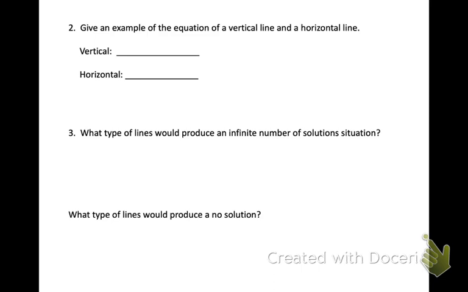Let's just review vertical and horizontal lines. Do you remember how to write the equation of a vertical line? It's so simple. Sometimes you wouldn't even think of it as an equation of a line. It's just x equals any number, wherever that line is crossing x. And then a horizontal line is y equals a number. So examples could be x equals positive 2 and y equals negative 3.